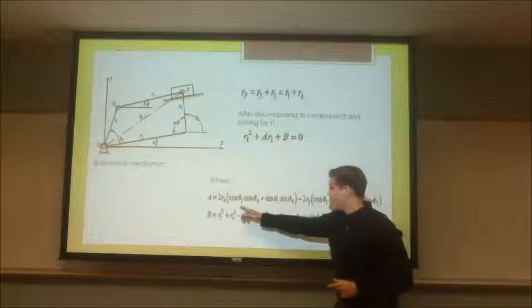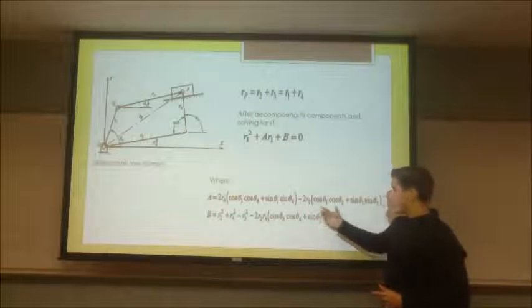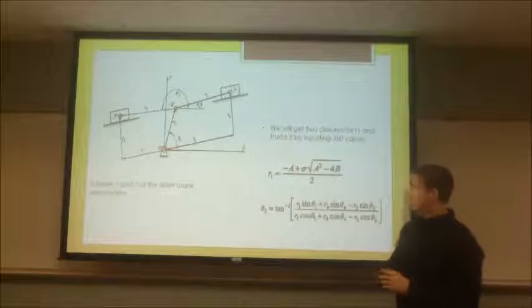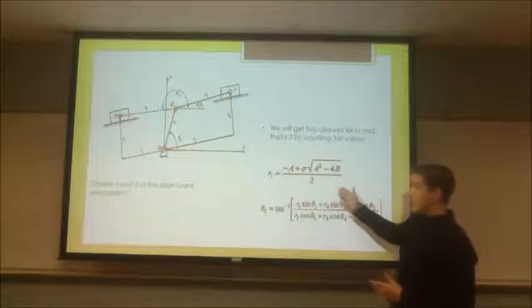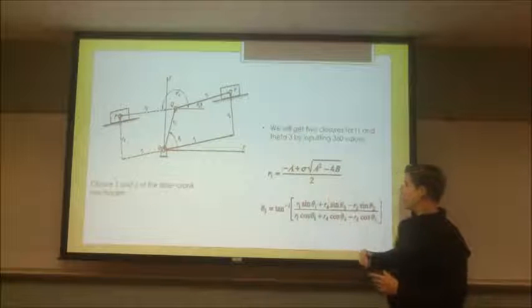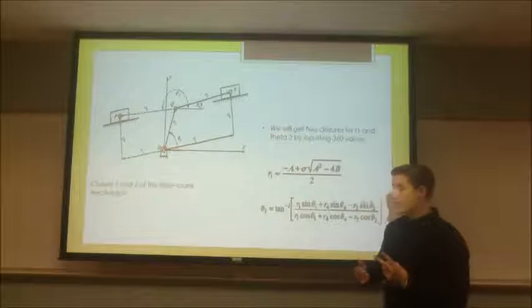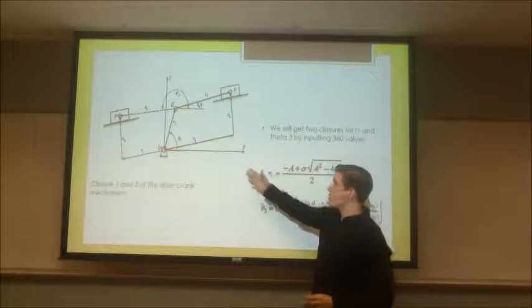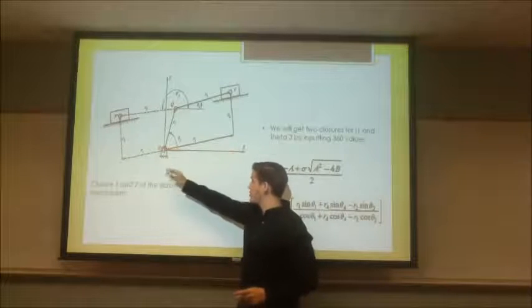A and B are these 2 equations, for which we have all the data to calculate those terms. In order to calculate R1, we use the quadratic equation, which is this one, and then we will have 2 answers, which will be our 2 closures. Those 2 closures can be represented in this figure right here, for closure 1 and closure 2.